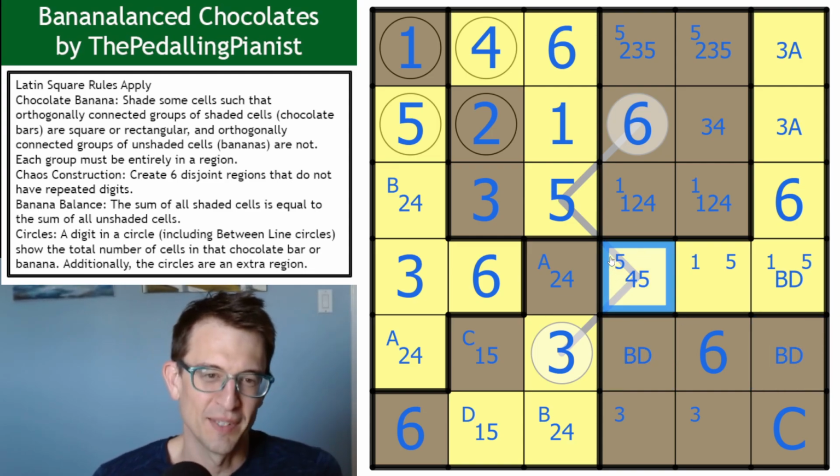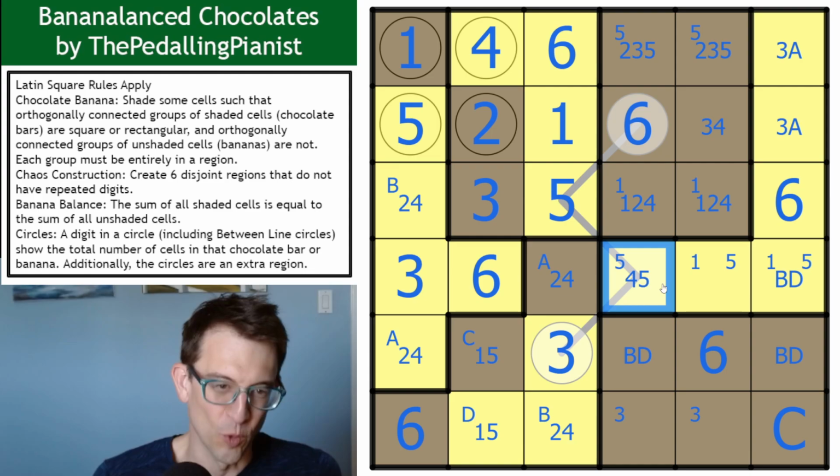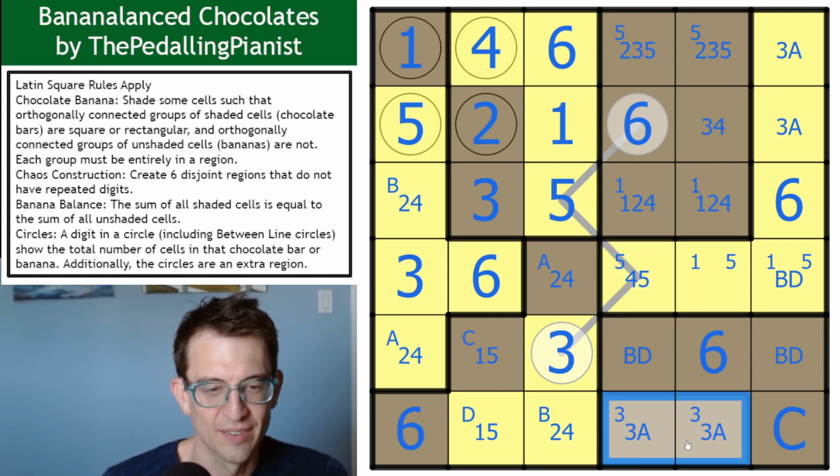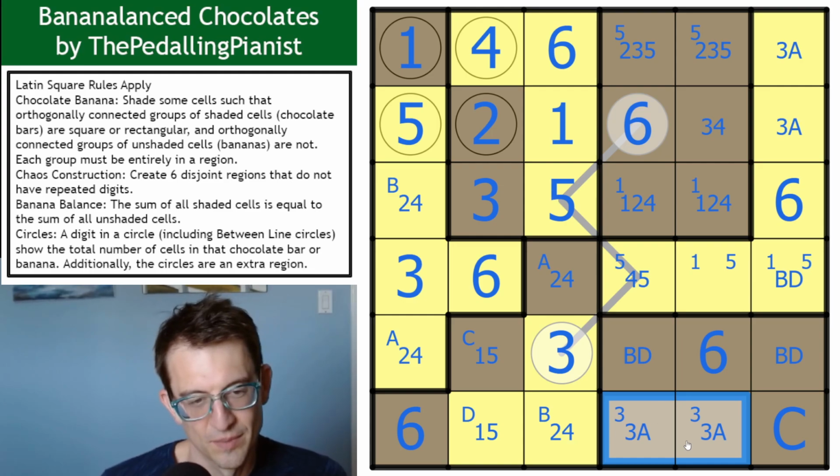Okay, let's think about this cell. Could this really be 4? If it's 4, then it's B. Well, let's go back. This is 3A. I like that. I like that as well still.